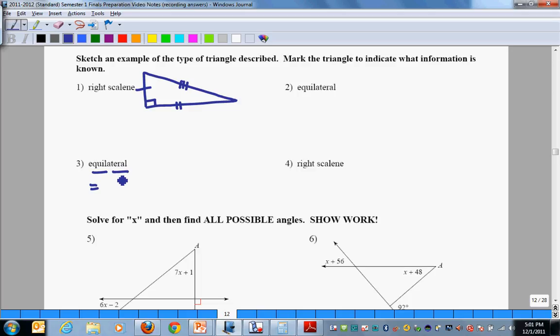Equilateral, that means equal, and lateral means sides. So an equilateral triangle has all 3 sides equal.